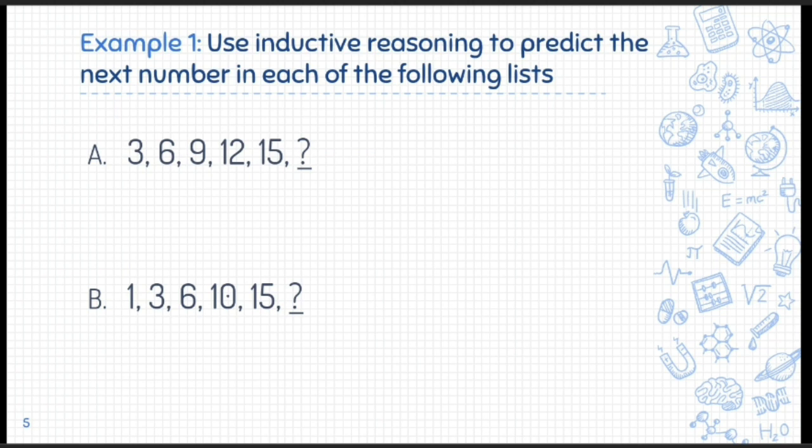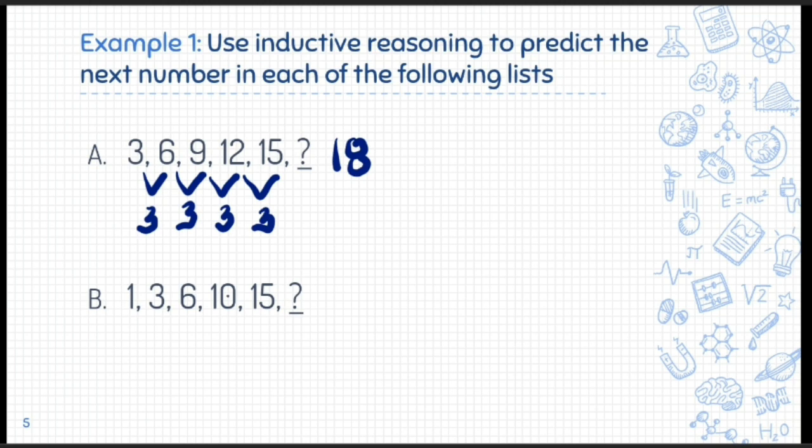Example: use inductive reasoning to predict the next number in each of the following lists. So all we have to do is look at the pattern that we can find in a series of numbers. We have letter A: 3, 6, 9, 12, and 15. What do you think is the next number? If we observe 3 and then 6, they have a difference of 3. And then to get 9, another 3 is added. And then to get 12, it's also 3, and 15. So based on this, we could say that the next number is 18.